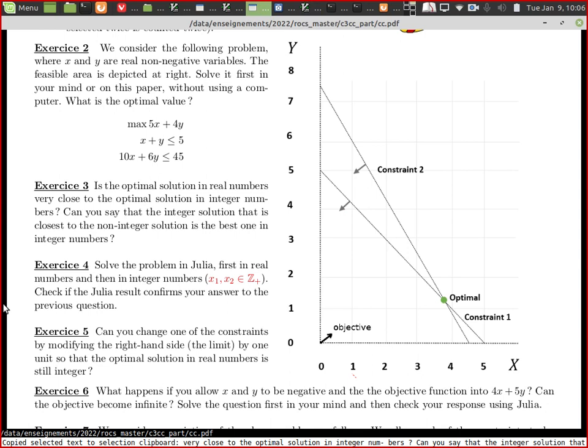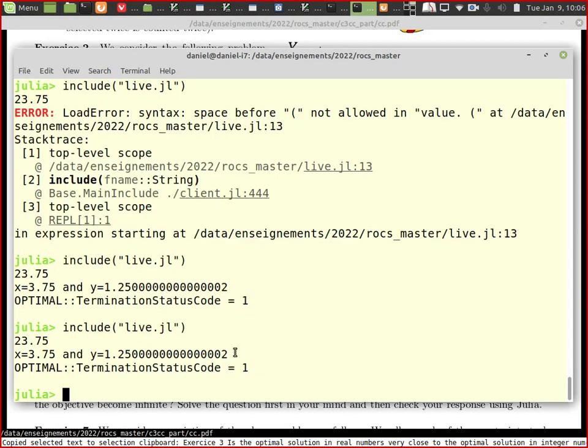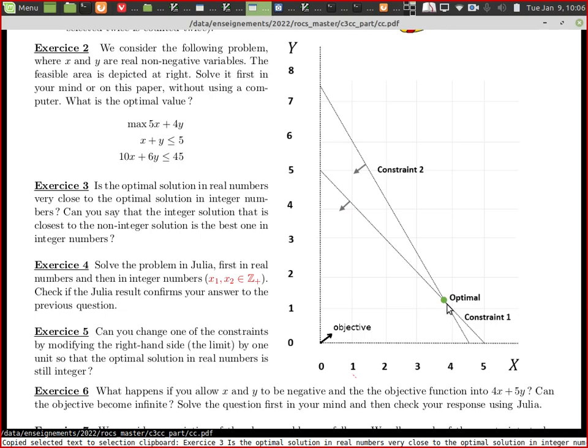Let me now move to question 3 that you asked. What I ask here is, is the optimal solution in real numbers very close to the optimal solution in integer numbers? Do you understand this question? I want to know what the optimal solution in real numbers is. It is the solution that I have just printed. This is the optimal solution in real numbers. You know what I mean? Okay, this is the point. Is this solution close to the optimal solution in integer numbers?